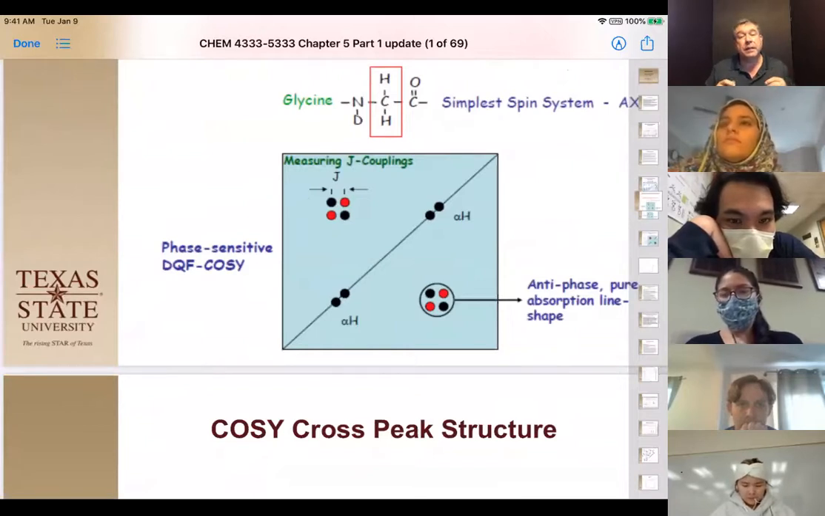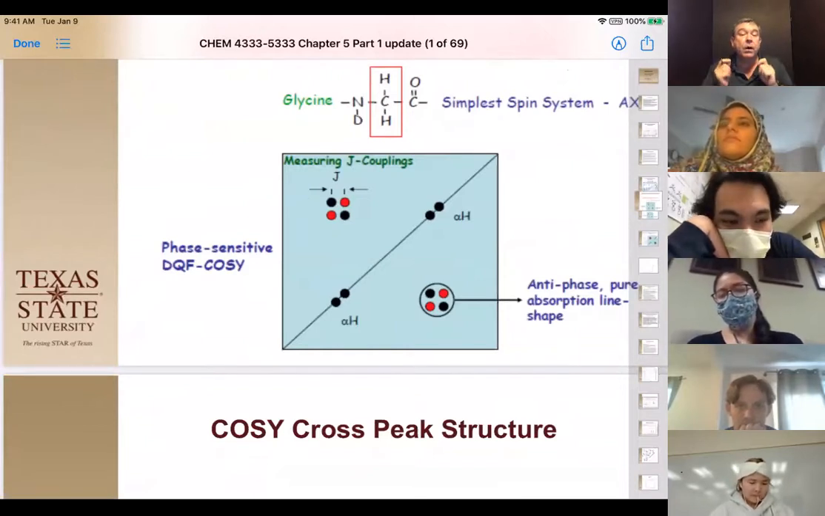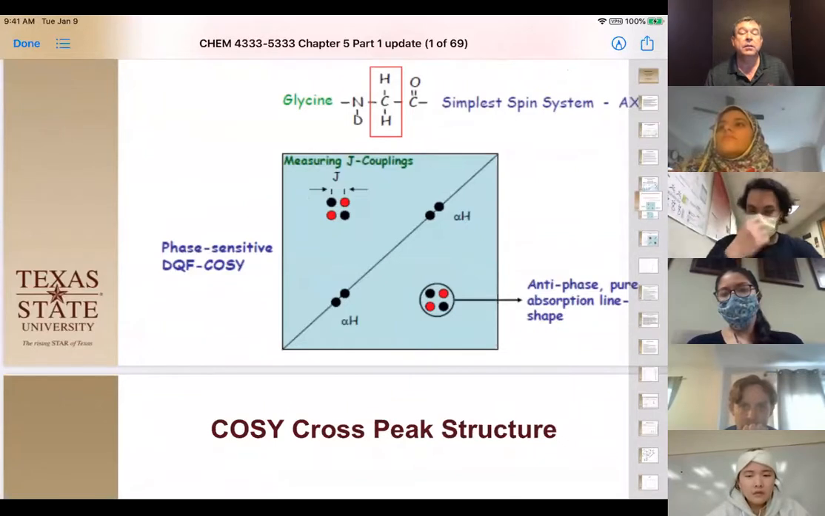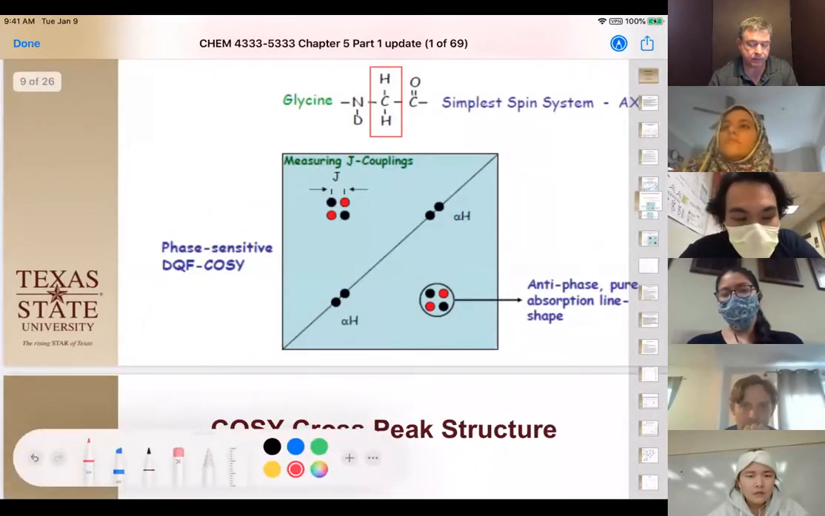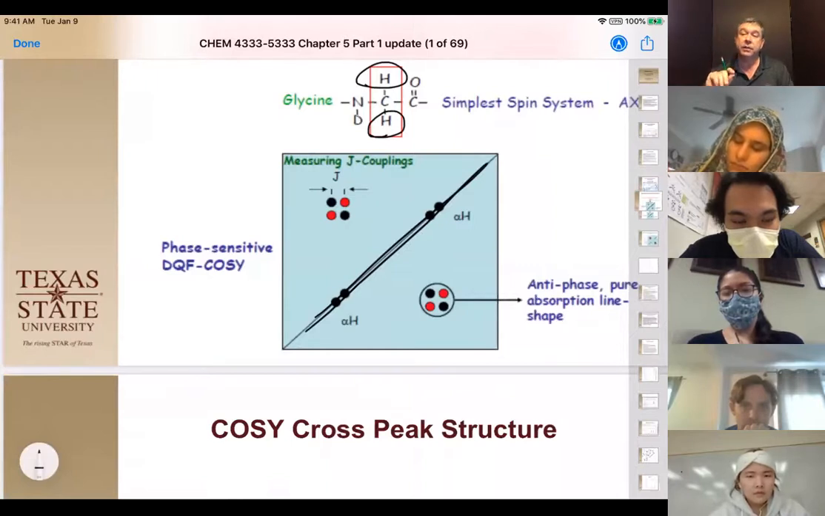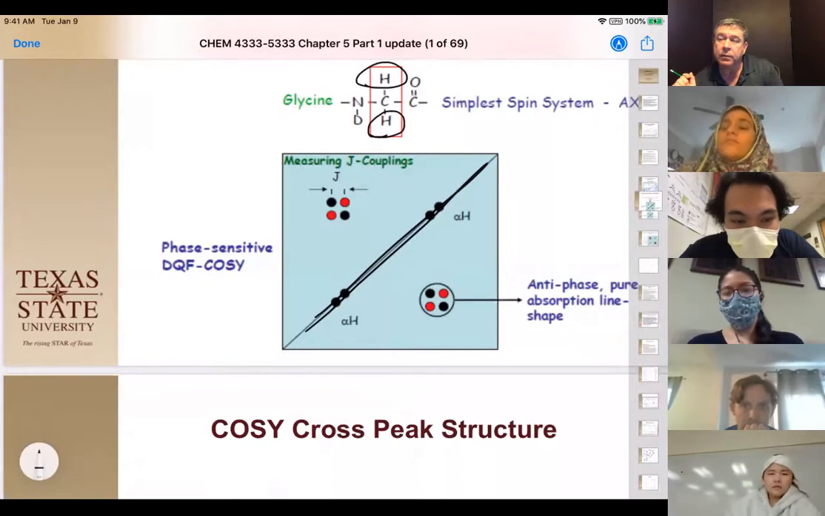Because of that slight shift difference, the geminal pair has its own little coupling constant. Remember, our geminal coupling constants are rare and small, only between 1 and 5 hertz. But what we can see is, once we go off axis, these are the peaks themselves, and this hydrogen is related to this hydrogen, and because they have different shifts, they are not equal.